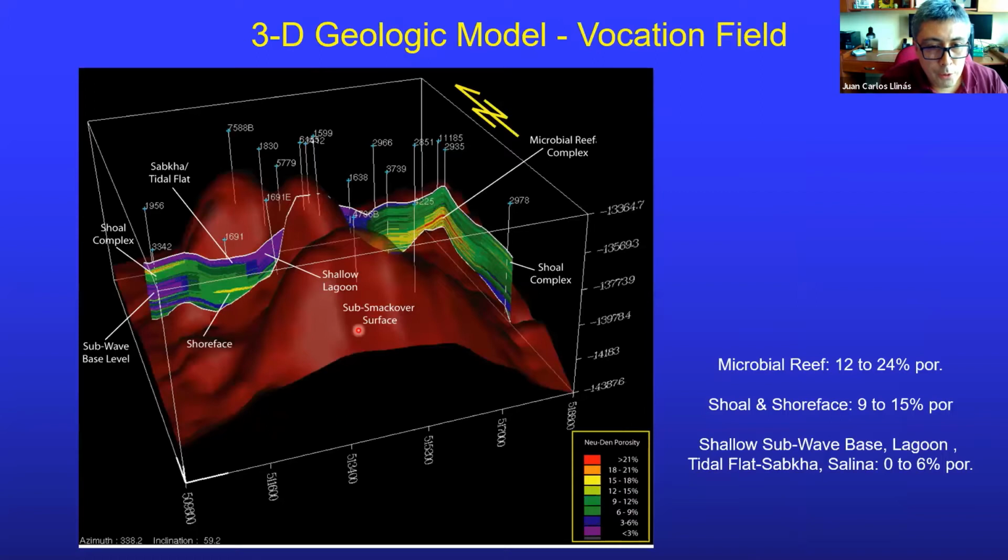Now we used the core data to try to populate the whole 3D block. And this is what we get, where we can identify the higher porosity areas that define the microbial reefs in the shoal environment, and the low porosity areas, which define the lagoons behind the reef and in the shoals, and also the tidal flat in the facies and hydrate. They're also very low porosity as we move offshore.